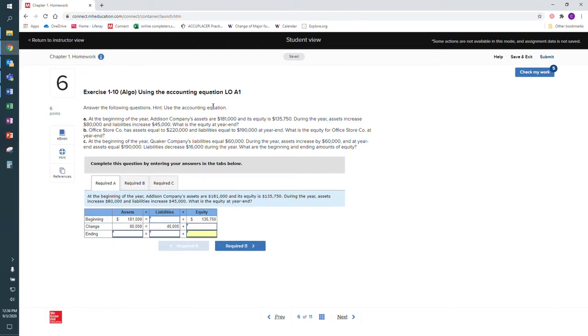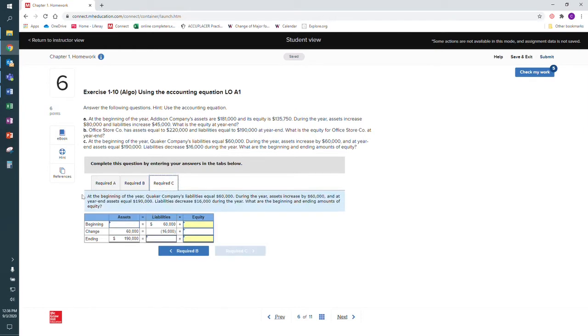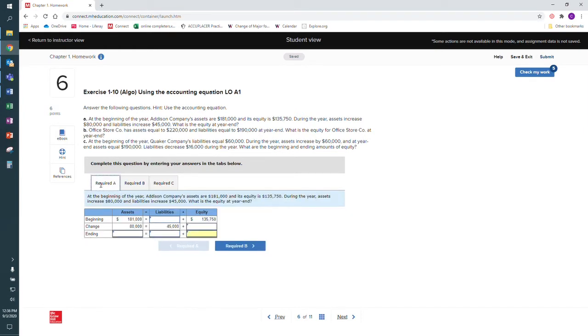Here we are using the accounting equation, and we have required A, B, and C. The information for A, B, and C is up here at the top. It's also here in the middle with each one. So when you click on B, it switches to the B language up here, and C has the C language. So again, you're just filling in empty boxes of information that it's asking you for.